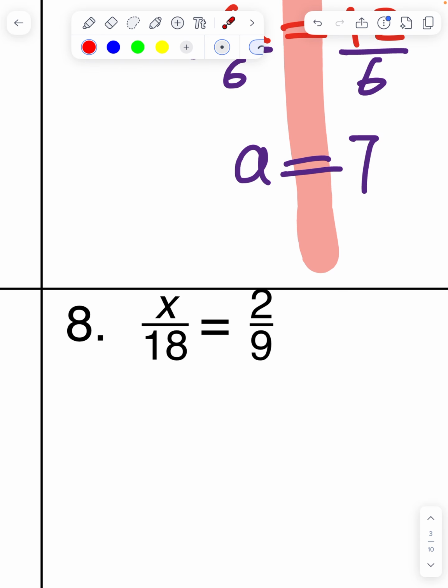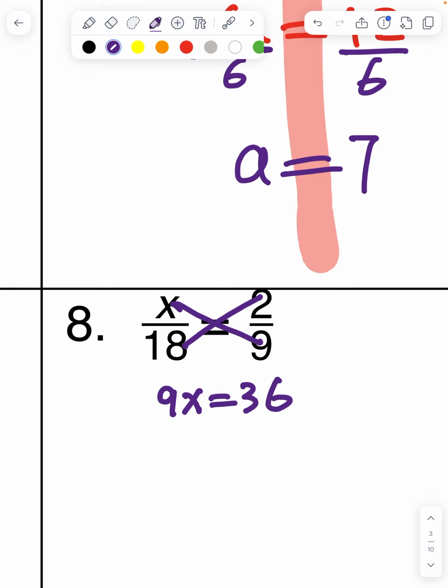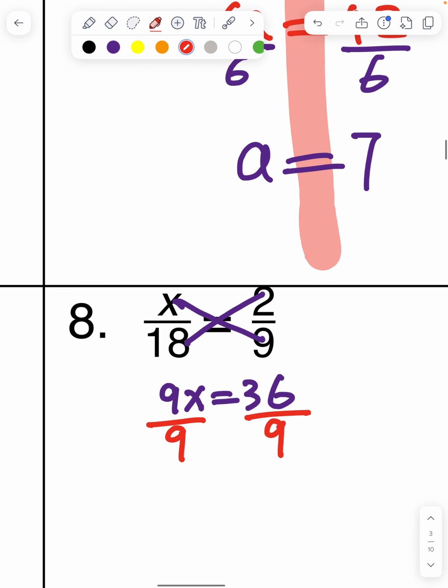Yeah. Number 8. Number 8, both sides is a fraction. So we're going to do the cross multiplication. So x times 9 is going to be 9x equal to 18 times 2. 2 times 18, that's 36, right? From fraction become multiplication, right? Divide both sides by 9. 9 divided by 9 is 1. 36 divided by 9, that's 4.